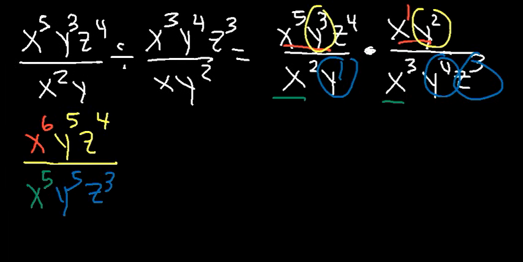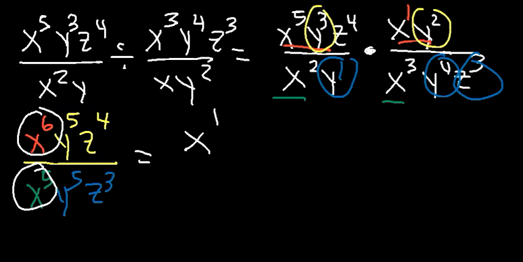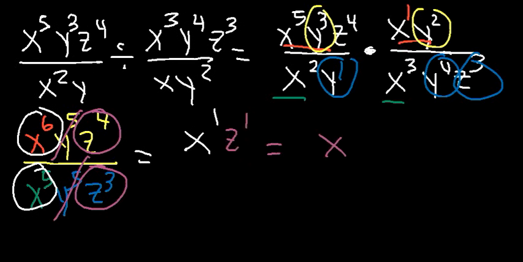So that wasn't that bad. Now we can divide. x to the sixth divided by x to the fifth: 6 minus 5 is 1. Now, y to the fifth over y to the fifth, they completely cancel. That gives us 1. And z to the fourth divided by z cubed is z to the first power. So our answer is simply xz.